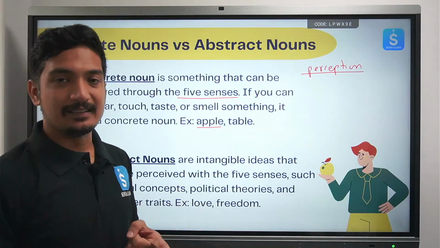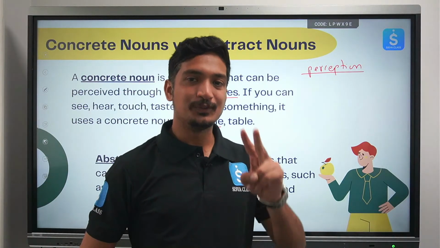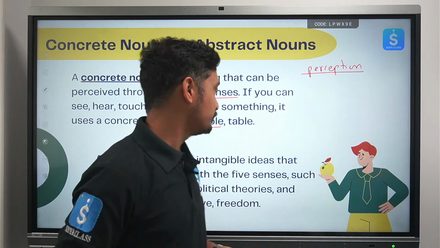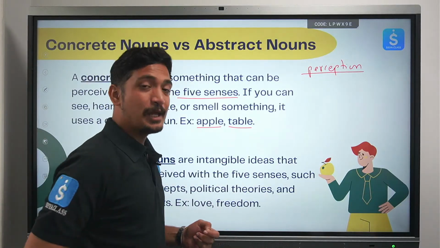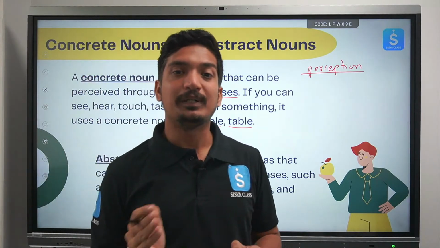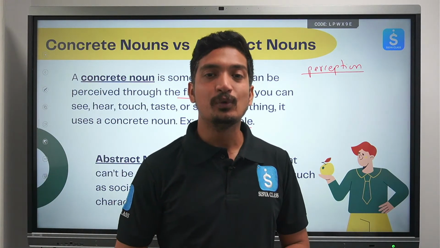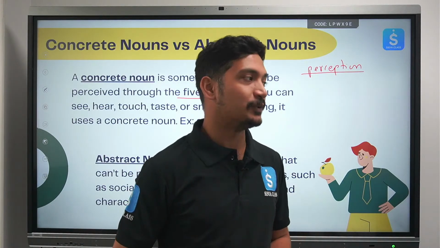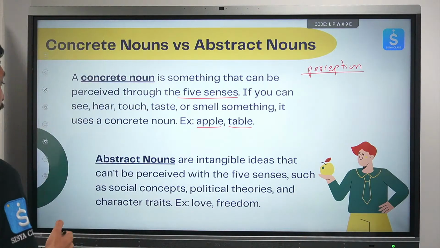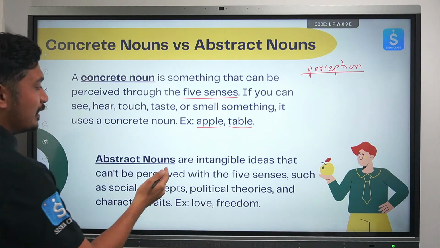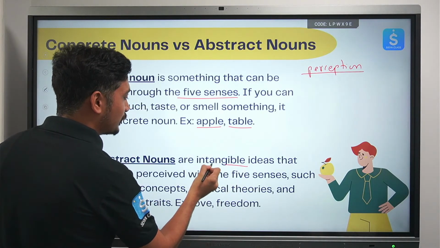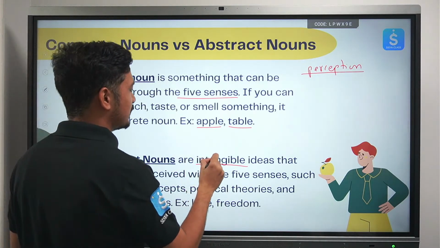Apple can be seen, apple can be tasted also. So two sensory organs are being used over here, right? Then we have table. Table can be seen and table can be touched. So again, we have two sensory organs which are responsible over here, right? Now talking about abstract noun, these are intangible. Okay, now what does intangible mean?